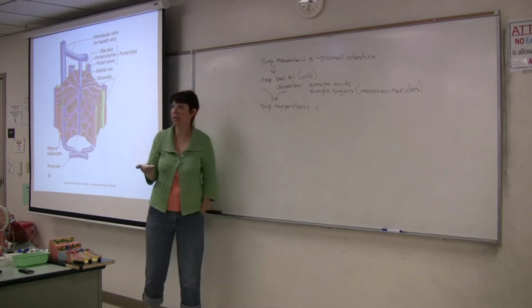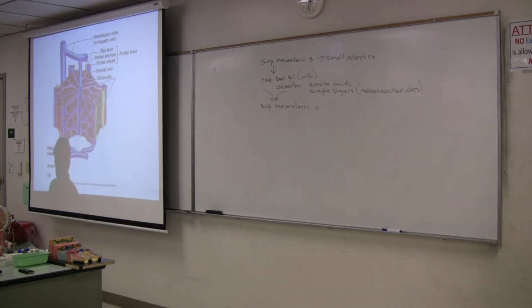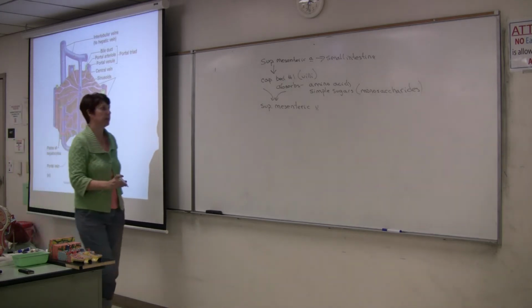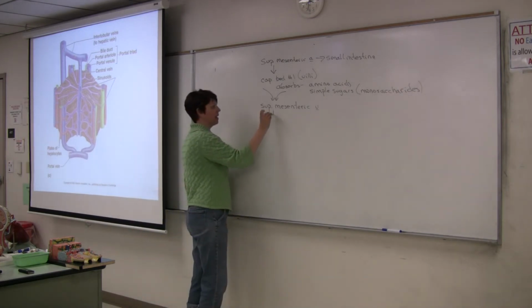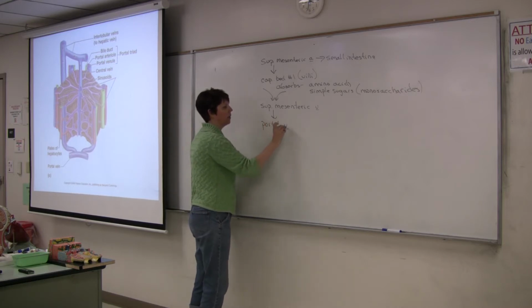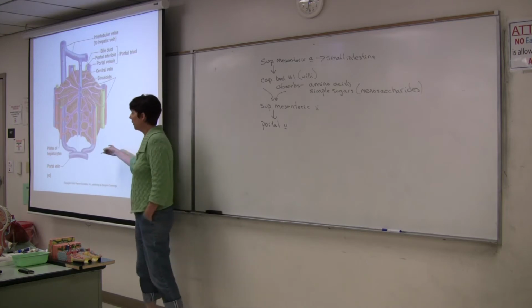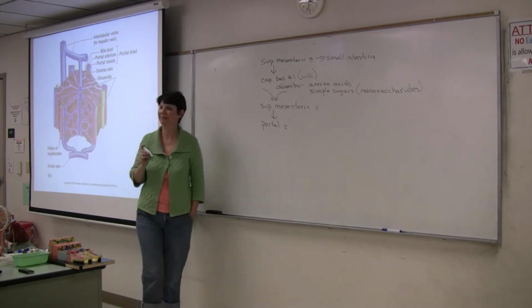Which, if we were not in a portal system, would go into the inferior vena cava and back to the heart. All right, and we'd pick up the lipids that were in the lacteal. But because this is a portal system, shorten the time, not have to go to the heart and back again. Superior mesenteric vein is going to carry all of this content to the portal vein. Remember, it forms the portal vein along with the splenic vein. The portal vein goes into the liver.